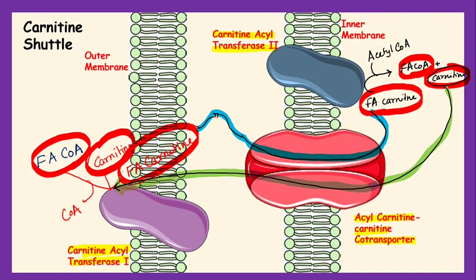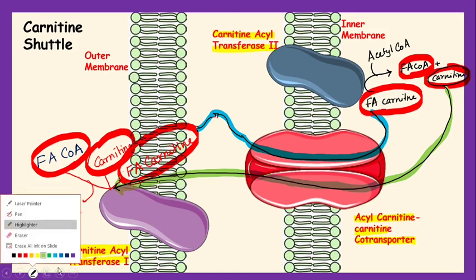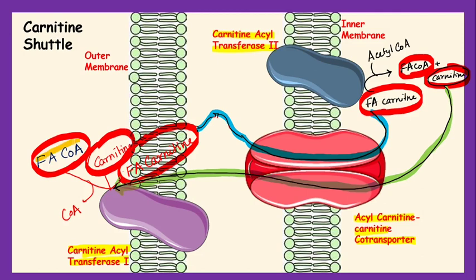So by this mechanism, if you can see, the fatty acyl CoA which was in the cytoplasm and was required to be transported into the mitochondrial matrix for its degradation gets transported into the mitochondrial matrix. So we get a fatty acyl CoA from the cytoplasm all the way into the matrix of mitochondria. So this is the main purpose of the Carnitine Shuttle pathway.